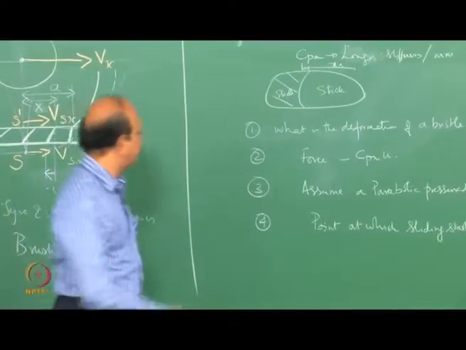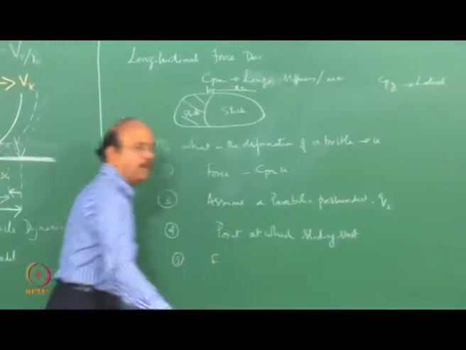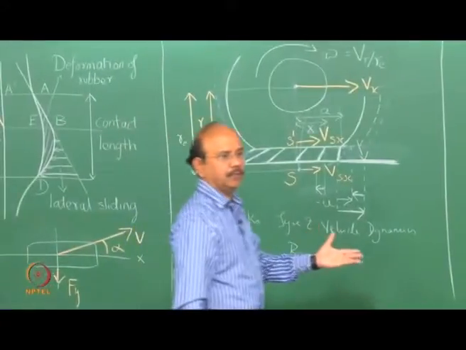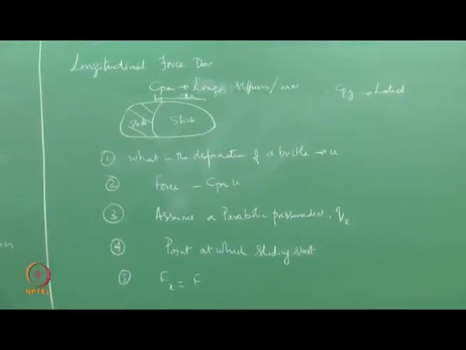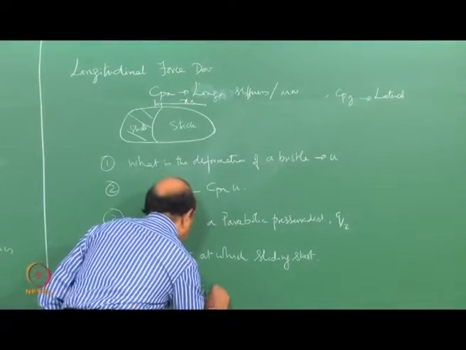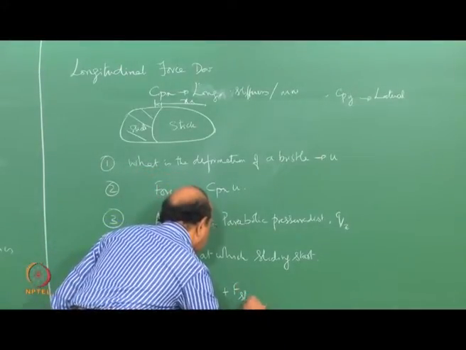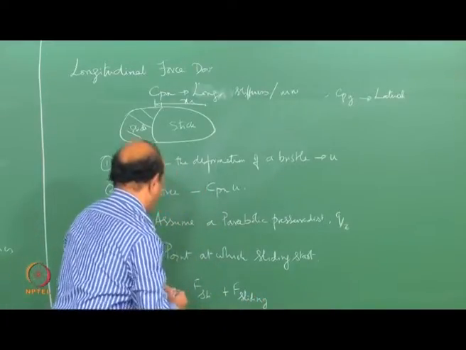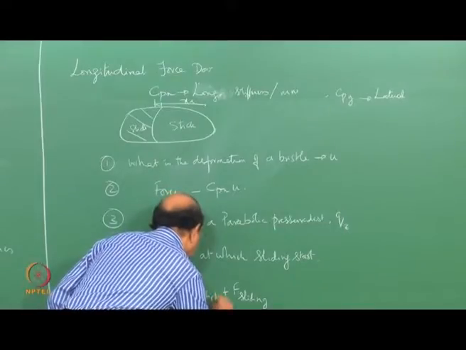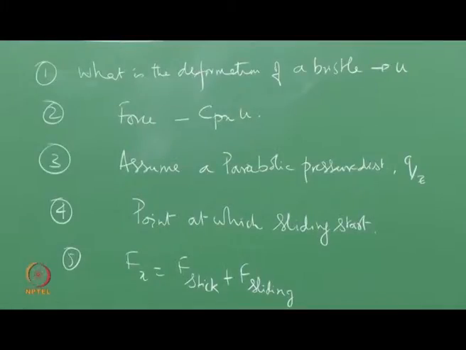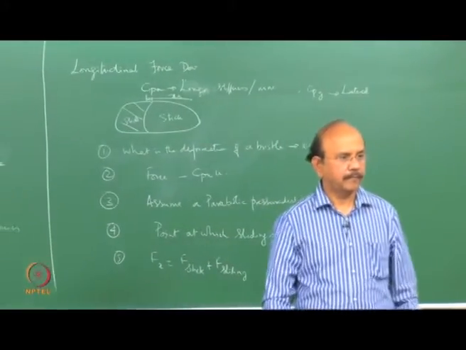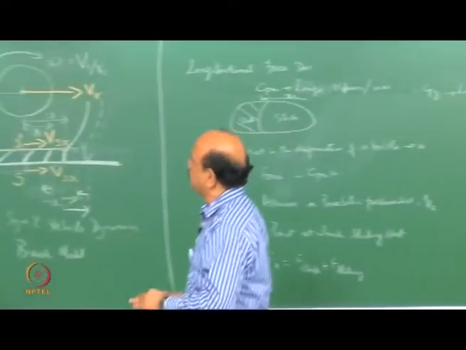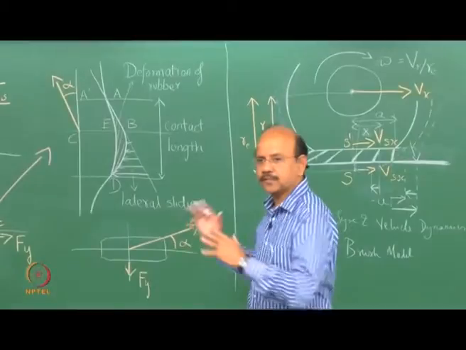Then, as a last step, what I'm going to do is to find out the total force in the x direction, which is the sum of the forces generated in the sticking region plus the sliding region. So, F sticking plus F sliding, right. So, that is the total force. This is how our derivation is going to progress. Clear? The derivation is going to be exactly the same when we look at the lateral forces. We will come to that.